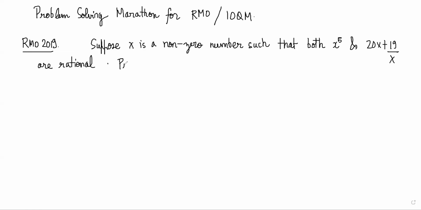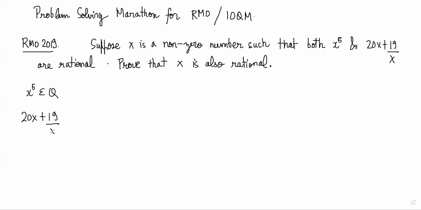We have to prove that X is also rational. Okay, so we are given that X power 5 belongs to the rational number set Q, and also 20X plus 19 by X belongs to Q. We need to show that X is also belonging to the set Q.